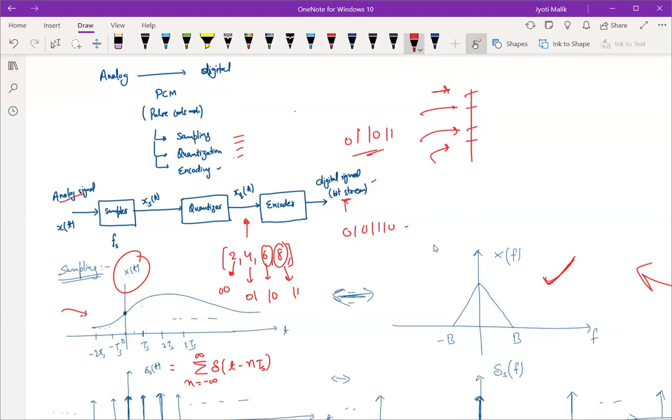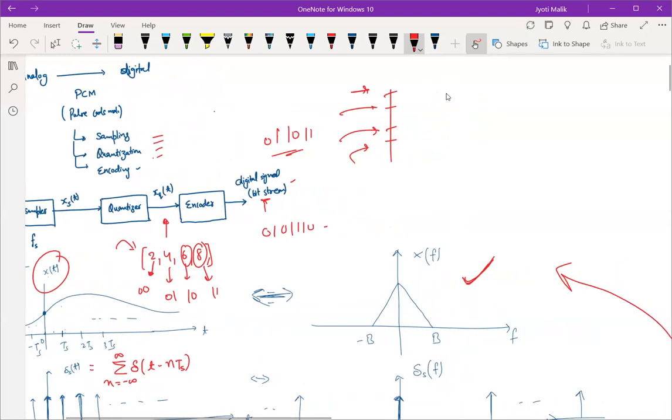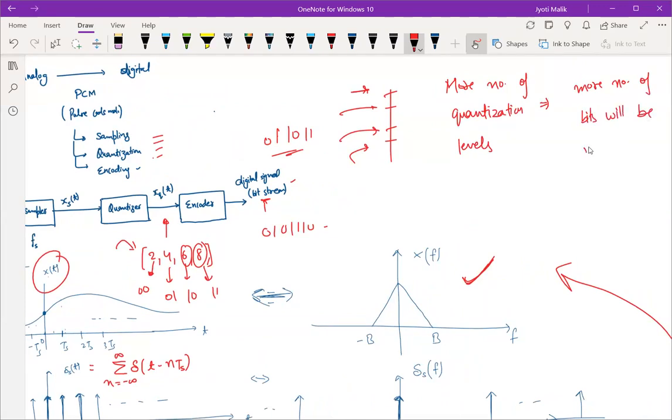If you have more levels here, you will need more bits to represent them. More number of quantization levels implies more number of bits will be needed to encode.